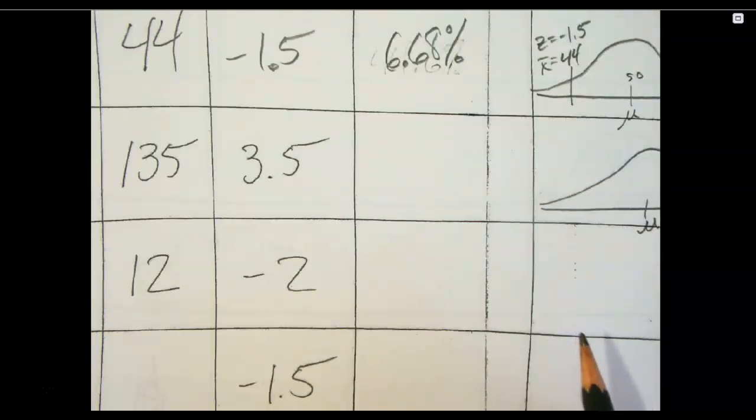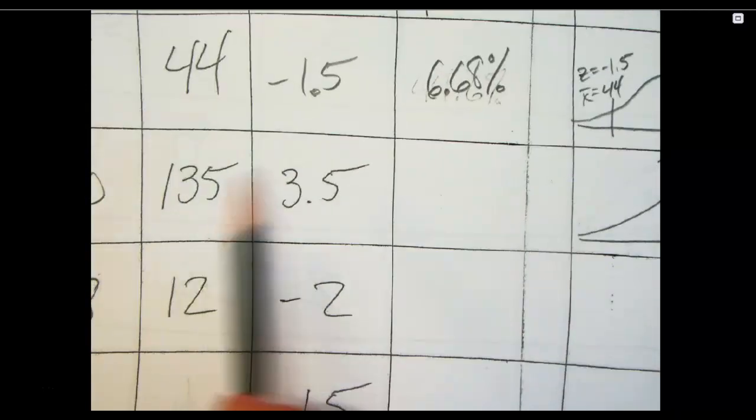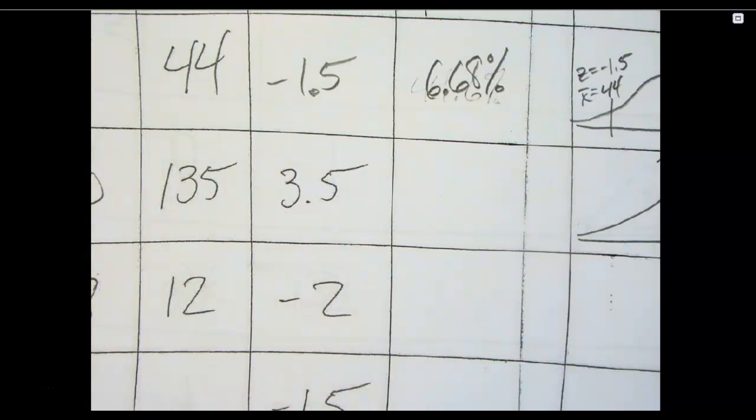That did not come up. How did I get what? I did normal CDF, negative 999, comma 44. Put in 50 and 4. Did you get something different?